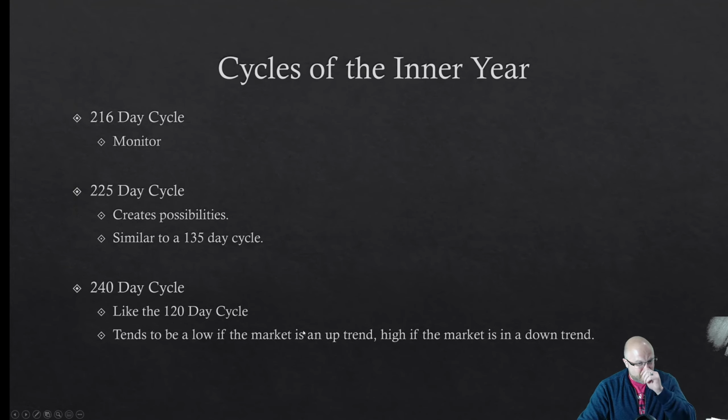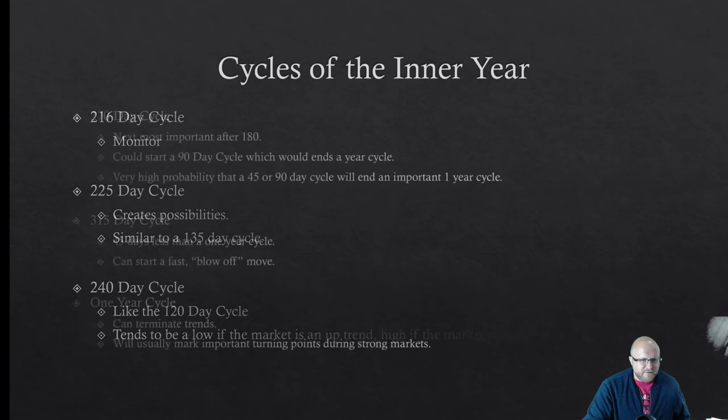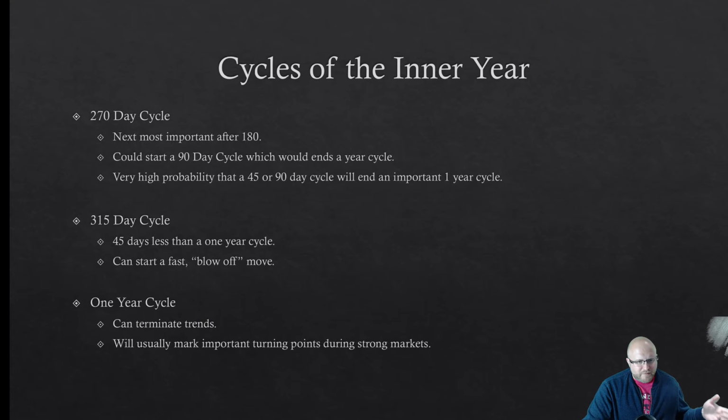180-day cycle, that's important. 216, I don't know, 225, 240. None of these have I really ever noticed having much weight. They're only important if they line up with other swing levels, other time cycles, I should say. On their own, they don't seem to have a lot of weight, not like the 90-day cycles do. And when I'm saying 90, you go from 90, 180, 270. So the 270-day cycle is the next most important after the 180.